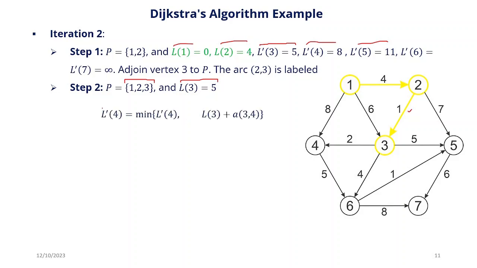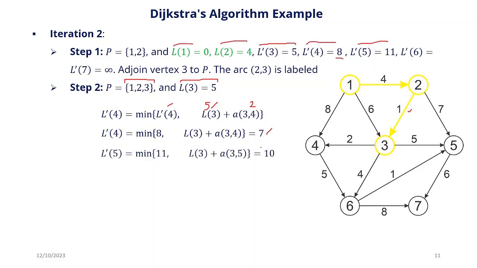So we are going to update the tentative label L4. The initial value from our previous calculation of L4 is 8. So L3 is 5. Let's look at the weight from 3 to 4. The weight from 3 to 4 is 2. So we are dealing with 2 plus 5, and that should give us what? 7. 7 is less than 8, so we are going to take 7 as the update of L4. What about L5? L prime 5 tentative was initially 11. So if we take 5 here and add it to 3 to 5, that gives us 5, which is 10. 10 is smaller, so we take 10.